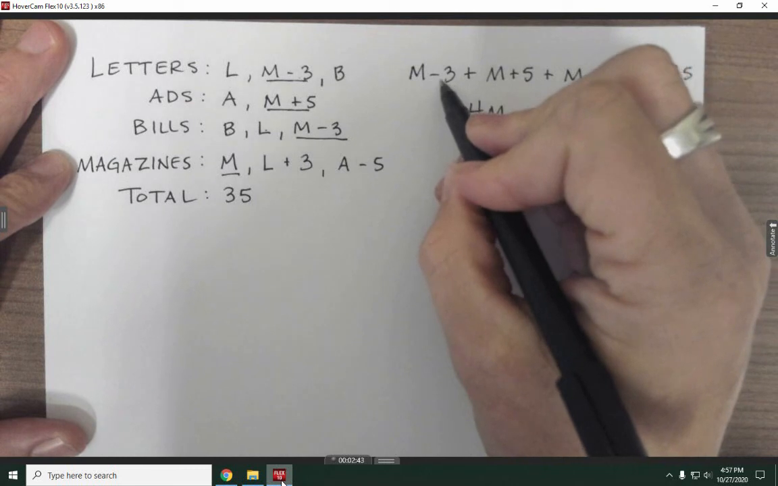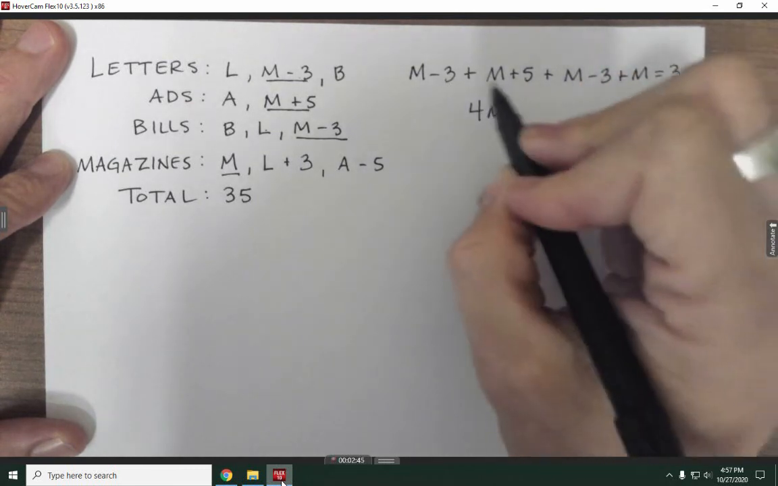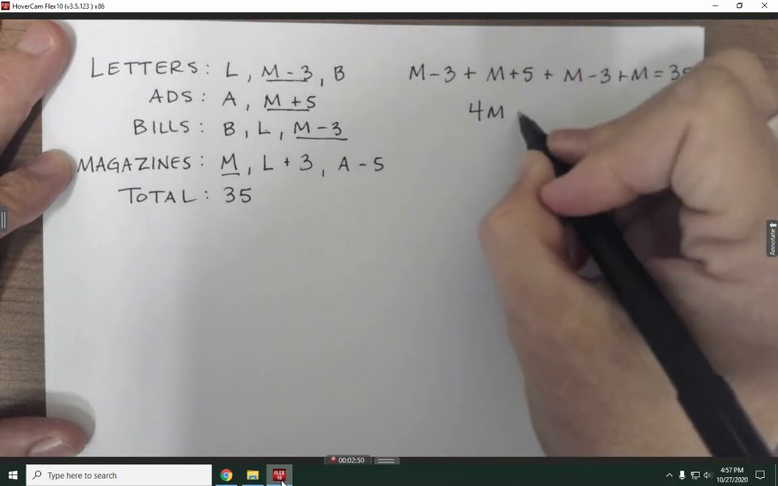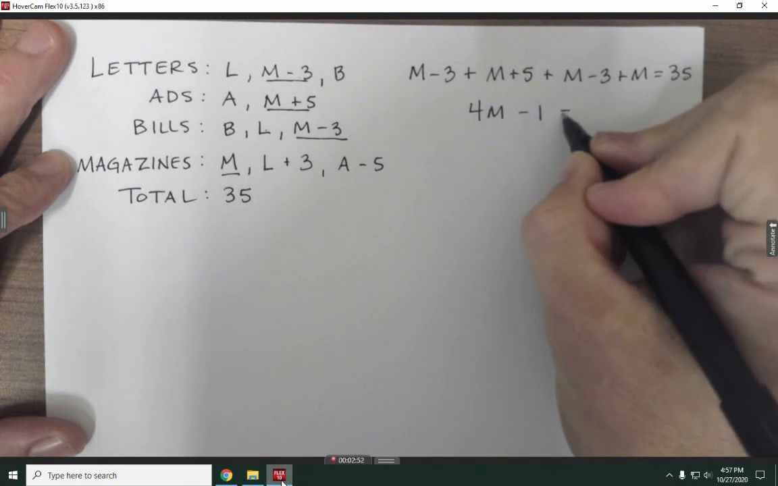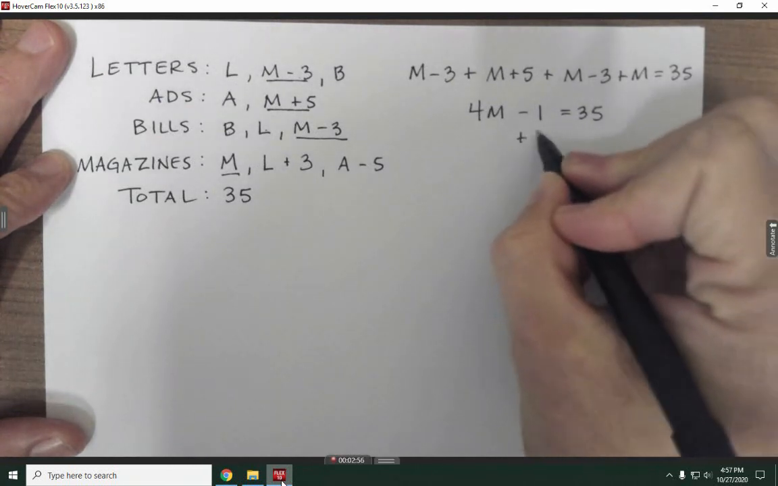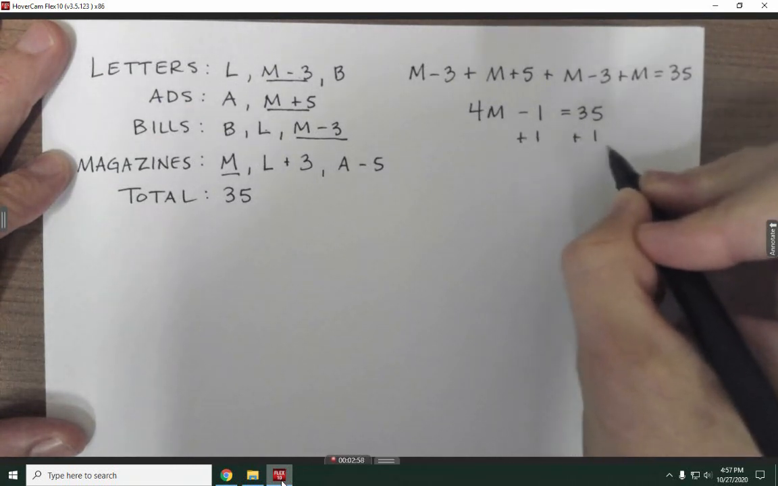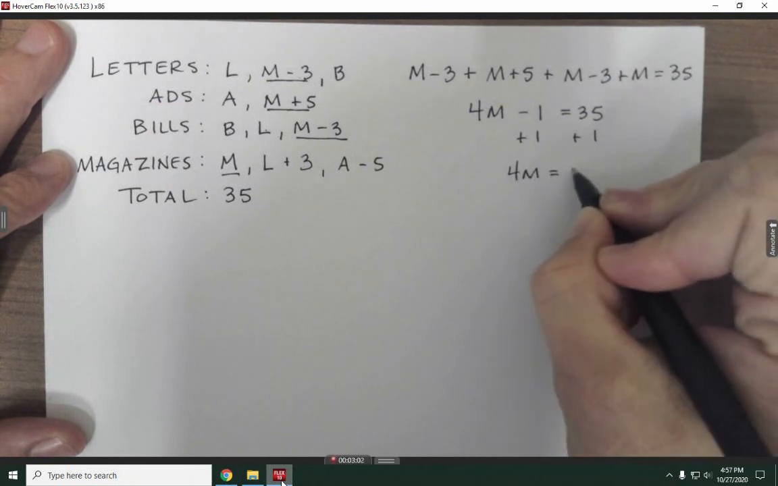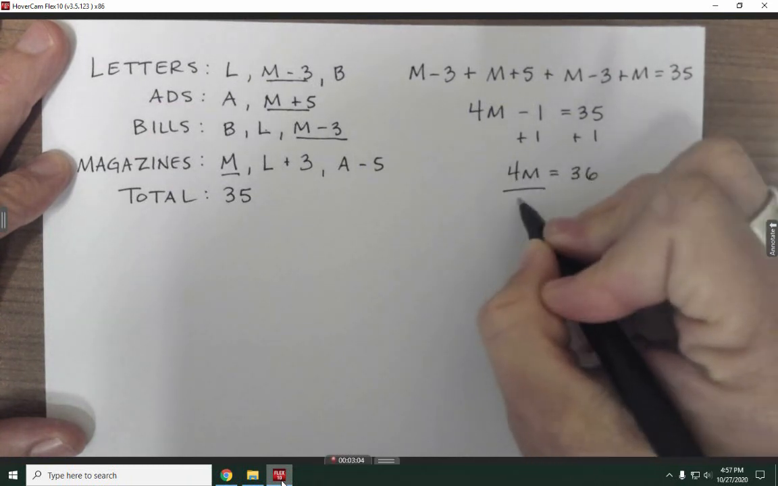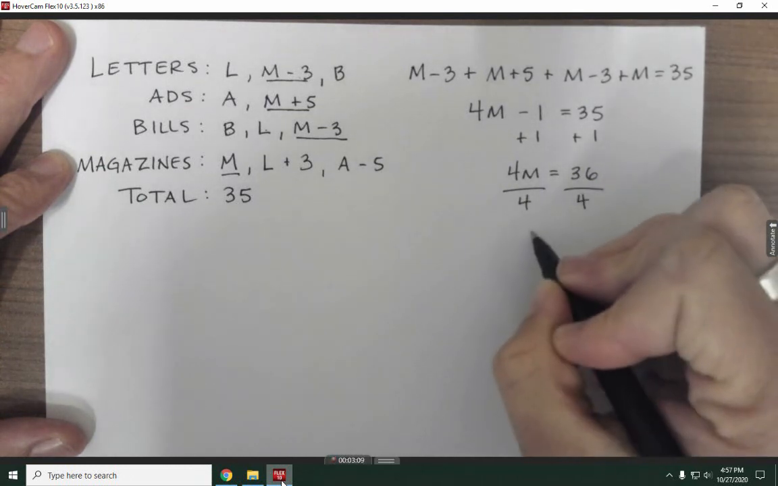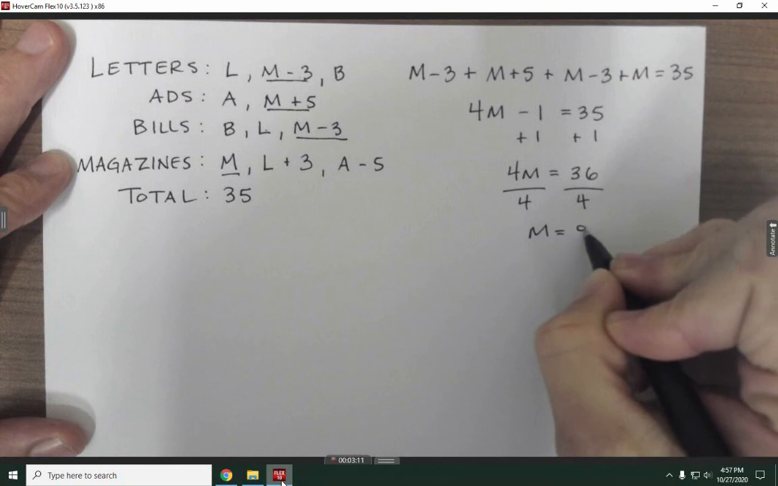And then add up my constants, negative 3 plus 5, that is 2, and then 2 minus 3 is negative 1. That equals 35. So then I'm going to add 1 to both sides. So we get 4M equals 36. And then divide both sides by 4, and find out that our magazines is equal to 9.